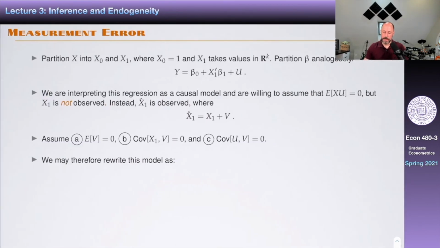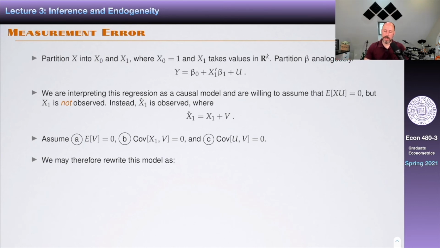All right. The second example that we're going to talk about is the so-called measurement error. Here, we're just going to consider the usual setting. I'm only going to partition x into x0 and x1, where x0 is just the constant, the one that is all equal to 1, and x1 are all the slope variables. So you can write it like this.